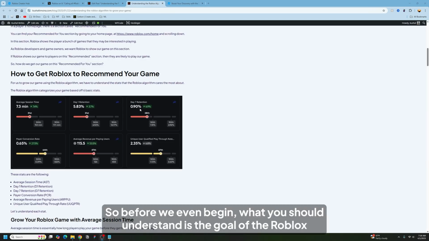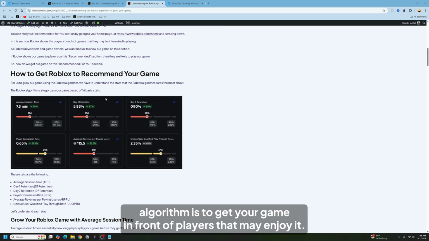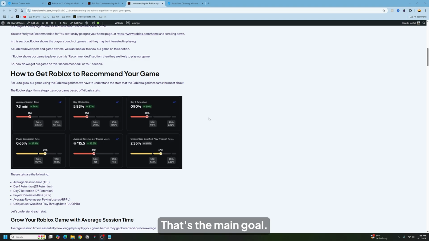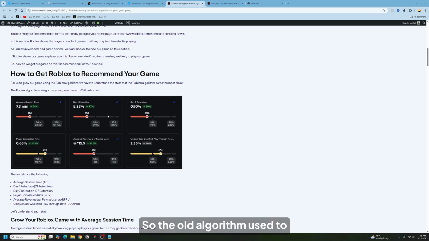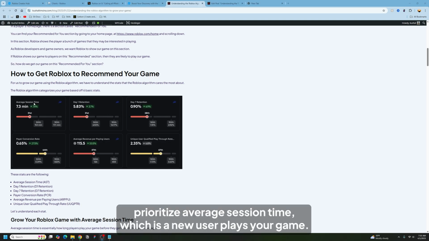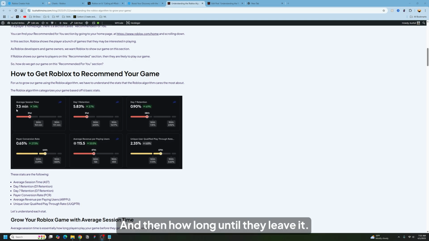So before we even begin, what you should understand is the goal of the Roblox algorithm is to get your game in front of players that may enjoy it. That's the main goal. And you as a developer have the goal of trying to keep those players happy. So the old algorithm used to prioritize average session time, which is when a new user plays your game, how long until they leave it.